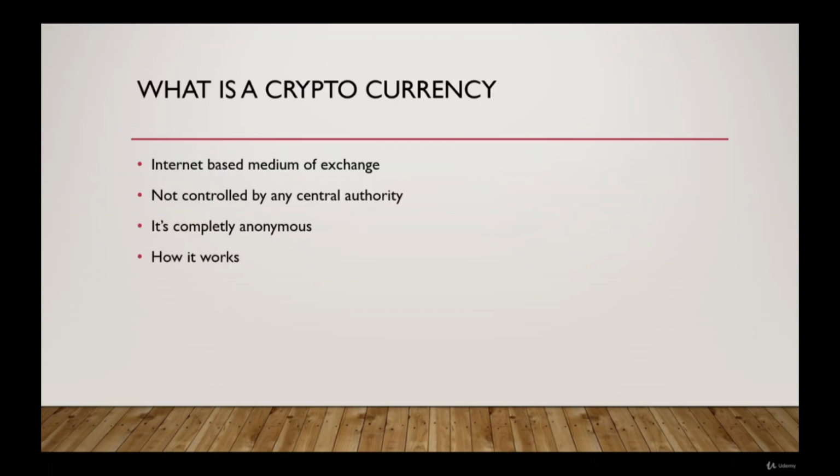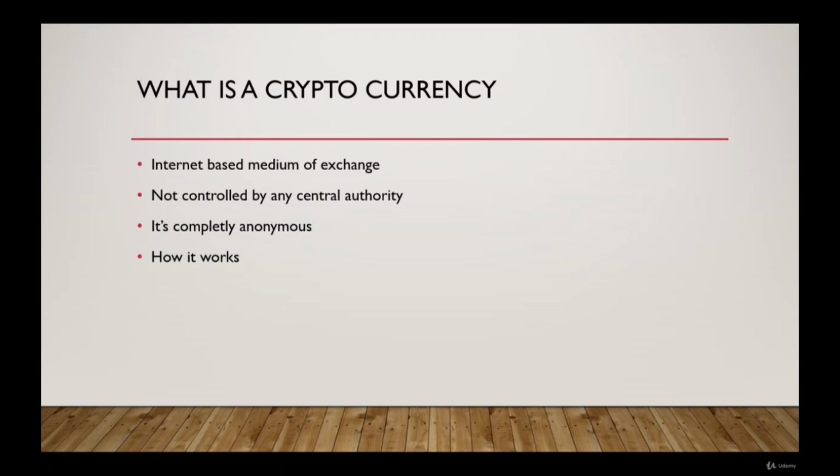So as I said, what's a cryptocurrency? The first thing is that it's an internet-based medium of exchange. What does it mean? It simply means that it's a way to make purchases on the internet. This type of currency came to life in 2009 with Bitcoin, and became very popular in the years that followed because of its anonymity and the fact that you can't really retrace a transaction.